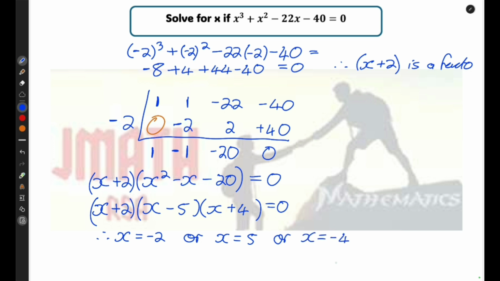So that was synthetic division. It's the quickest one, but it can be the most confusing. So you need to choose out of the 3 that we did, which one do you prefer?